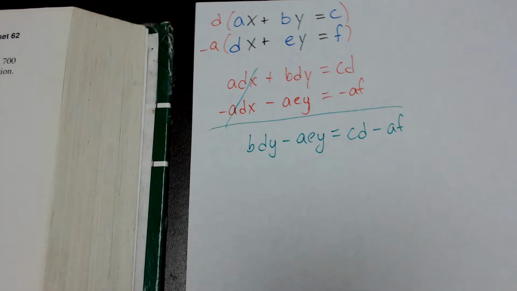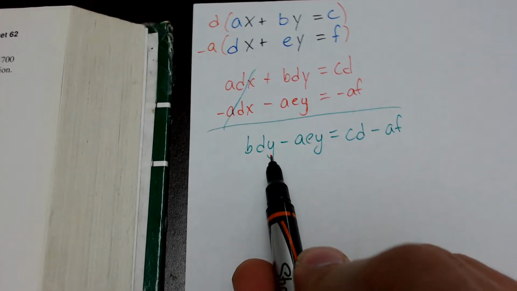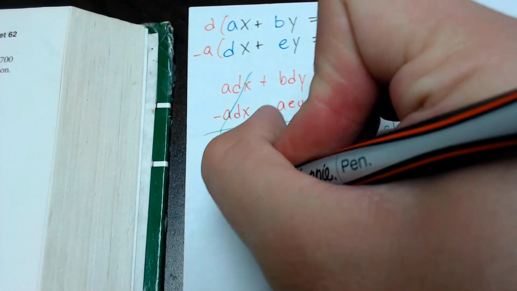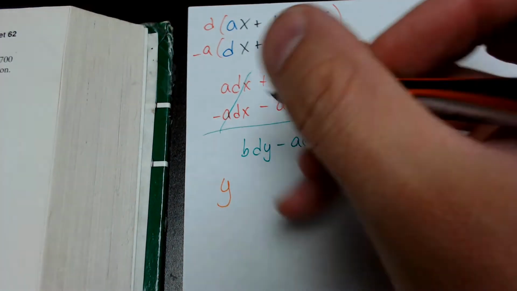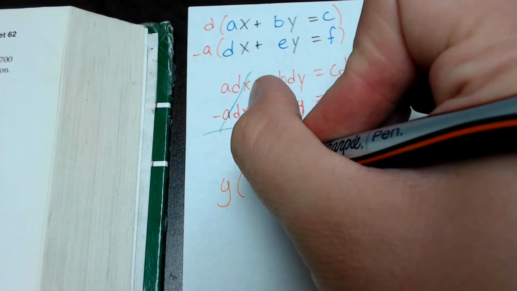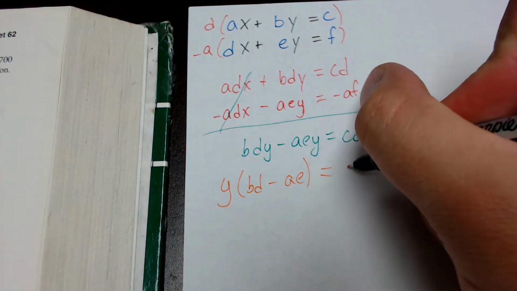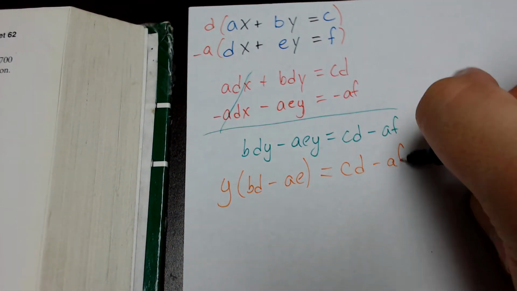From here, it just becomes solving an abstract equation. So if you remember from solving abstract equations, we're going to take the unknown we're looking for, which is y. We're going to factor it out like a greatest common factor. So I'm going to pull y out of the polynomial here, and that number will become bd minus ae. And that's going to equal cd minus af.